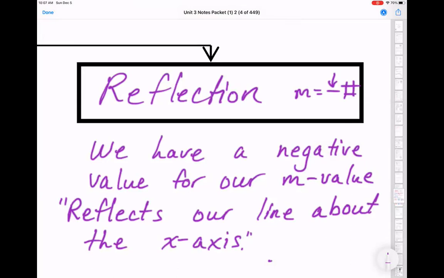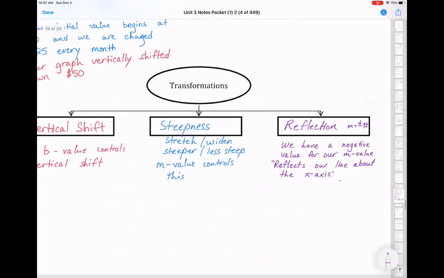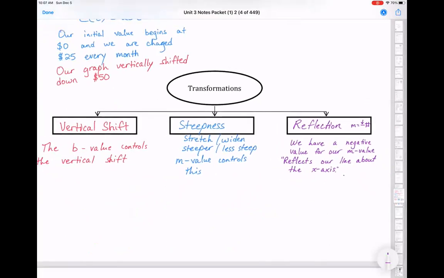All right. So those are really the three main transformations. The vertical shift, B controls that. The steepness, M is what controls that steepness, whether it gets steeper going up. Maybe your value is really high, like 5 or 7. Whereas if it gets less steep, maybe it's a fraction like 2/3 or a half. And then the reflection is, it is reflected about the x-axis if your M value happens to be negative. Okay. Go ahead, feel free to pause the video if you have any questions at all on any of those definitions.